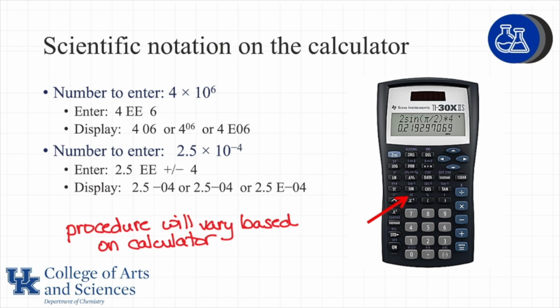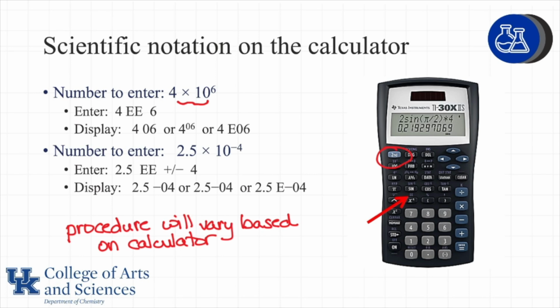So if I want to enter the number 4 times 10 to the 6, then I'm going to type in the number 4. And then I need the EE button, which is right here where the red arrow is indicating. And notice it's in the blue above the key. So I need to hit the second button, which is up here at the top left, and then hit the button where the EE is. And then I'll enter the number 6. Note that that EE means times 10 to the. So we don't have to put the 10 in there. We're just putting the 4 and the 6. So EE replaces all of this.